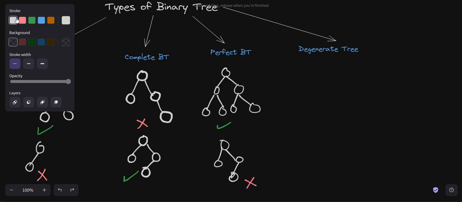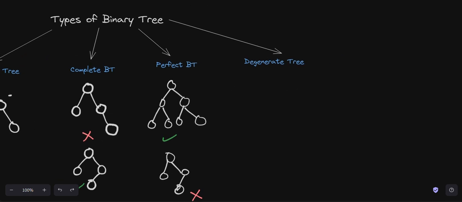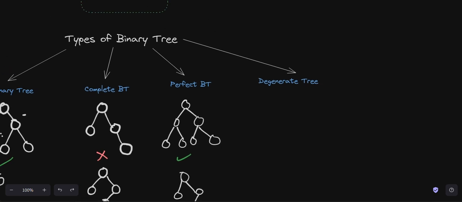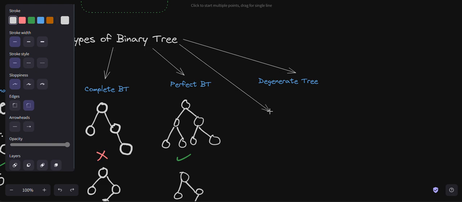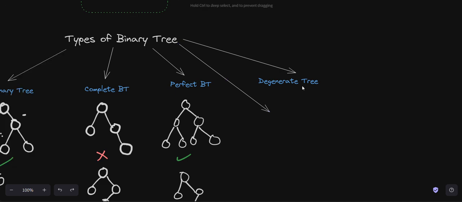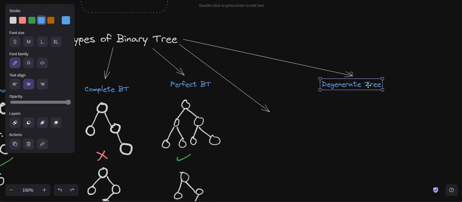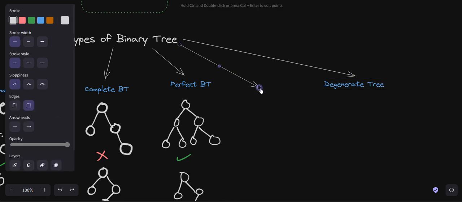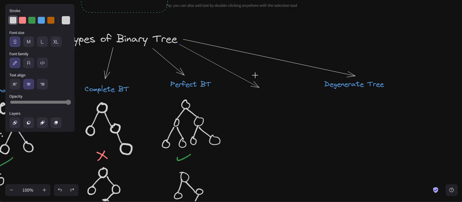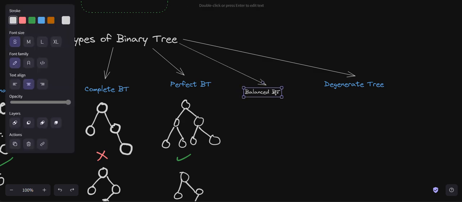And then there are degenerate trees, which are just one more category. Let me draw that and mention it as well. Degenerate trees, here. And here there's also the balanced binary tree.